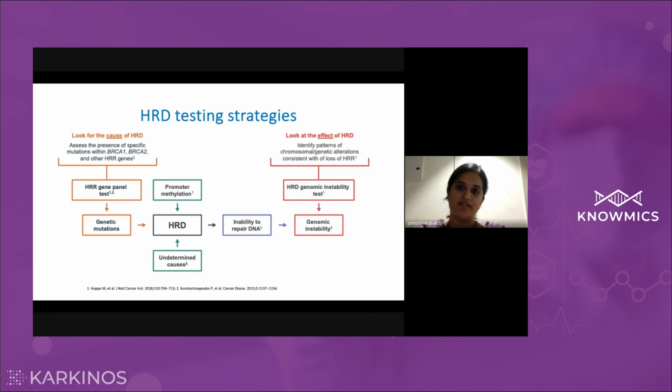So we have two components here. One is homologous recombination repair, which is evident from the pathway, where we are looking at specific genes in that pathway and studying those mutations. The other one is the effect of HRD. Because of that deficiency, there are structural changes, or there is genomic instability. So we have these two things, HRR and genomic instability. Collectively, that is called HRD. And that's how the testing has evolved.